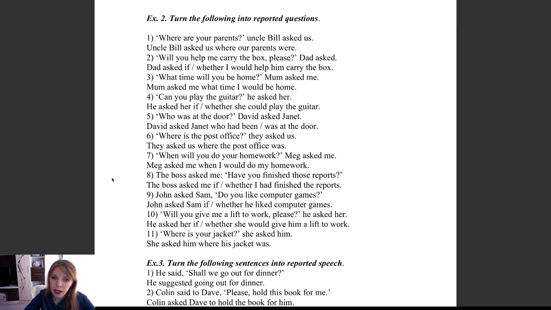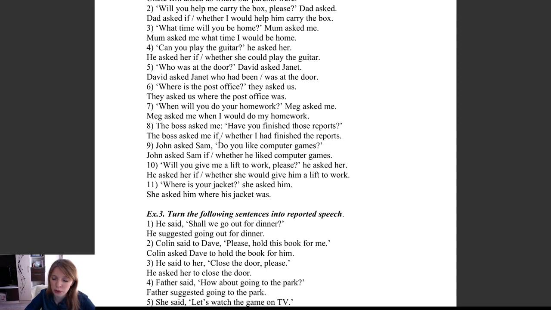Number eight. The boss asked me, have you finished those reports? The boss asked me if or whether I had finished the reports. This is a general question, общий вопрос. It is introduced by means of if or whether, and we change present perfect have finished into past perfect had finished.